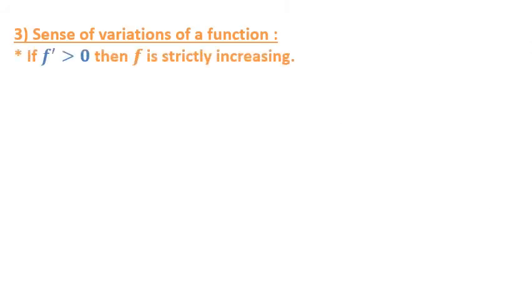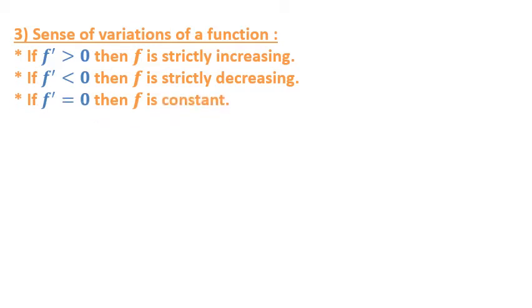Sense of variations of a function f. If f prime is greater than 0, then f is strictly increasing. If f prime is negative, then f is strictly decreasing. And if f prime is equal to 0, then f is constant at a point a.